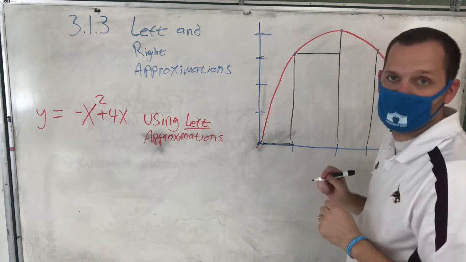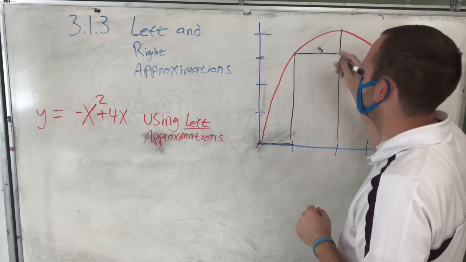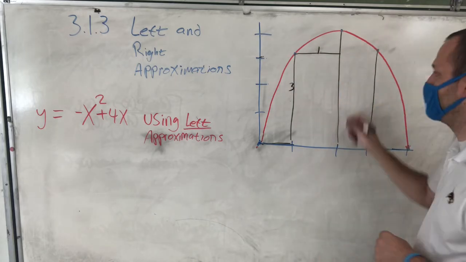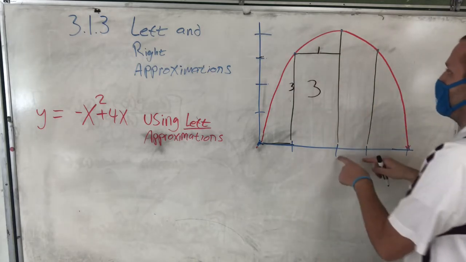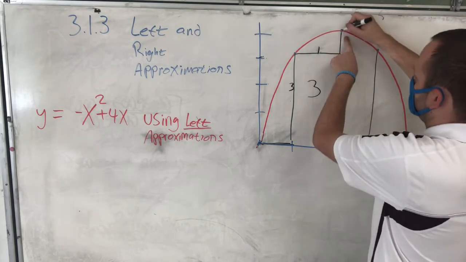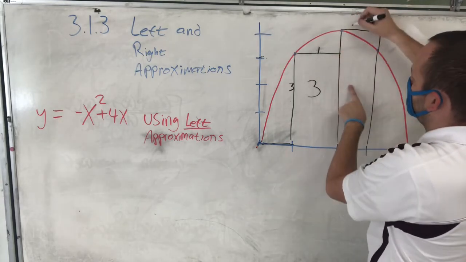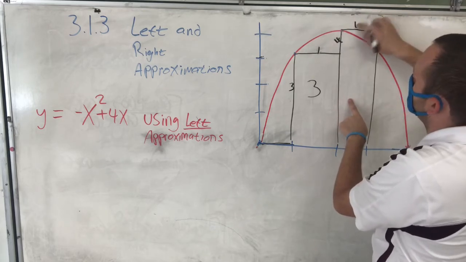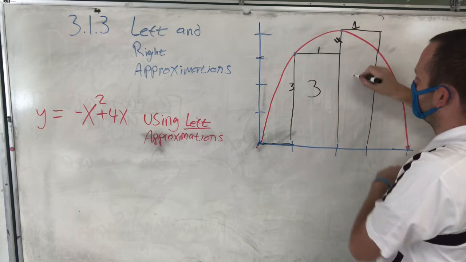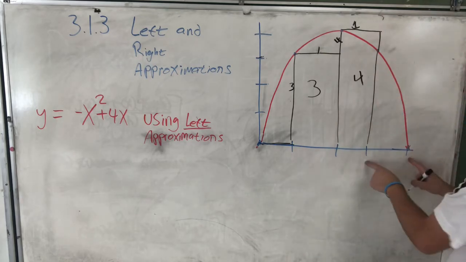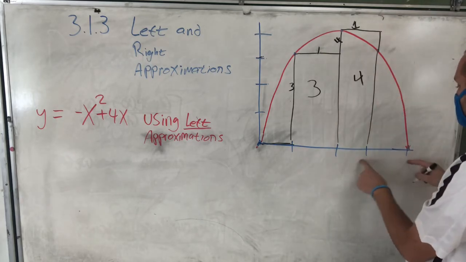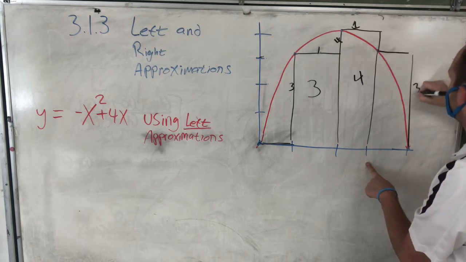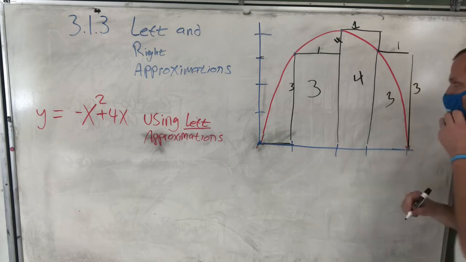Here, the leftmost point is right here. That's my rectangle. It has a height of 3 and a width of 1. What's the area? 3. Next one, leftmost point, right there, has a height of 4, so I'm writing that off to the side, a height of 4, a width of 1. So what's the area? 4. This last section, width of 1, height of 3, 3 times 1 has an area of 3.